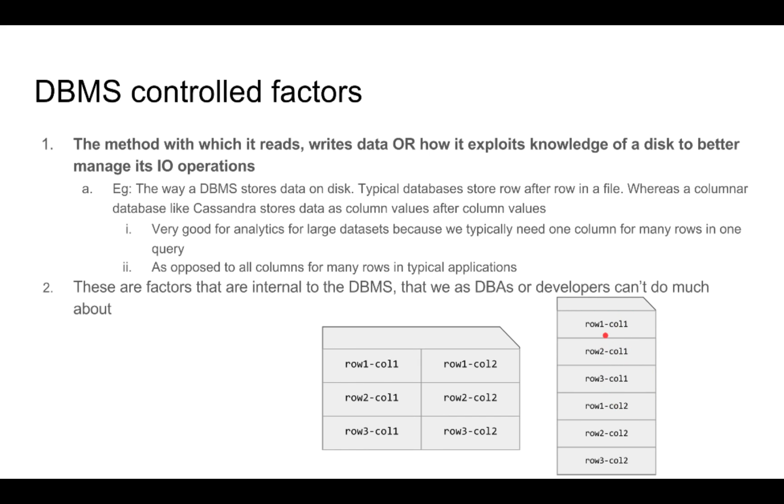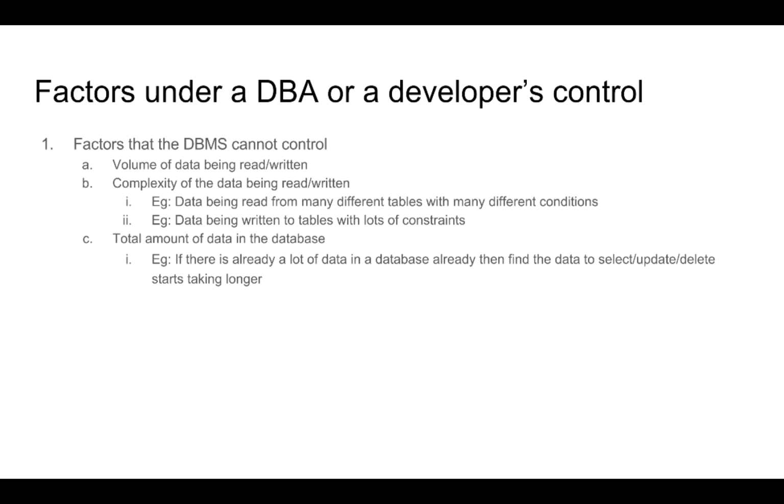So these are factors that are internal to a DBMS, and these are factors that we as database administrators, as DBAs or developers can't do much about. There are some factors that are under our control, and these are the factors that relate to the data that we're storing in the database and the queries that we're making on the database. So for example, we can control the volume of the data that we read or write. We can control the complexity of the data that we are reading or writing. We can control the total amount of data that exists in a database. These are factors that are technically under our control.